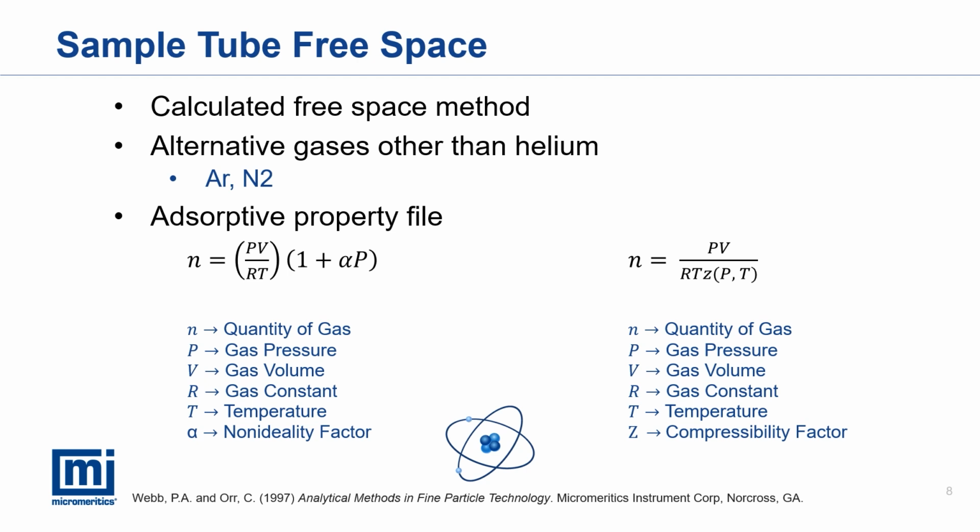In the equations seen, N is the quantity of gas, P is the gas pressure, V is the gas volume, R is the gas constant, T is temperature, alpha is the non-ideality factor, and Z is the compressibility factor for the gas at a specific pressure and temperature.